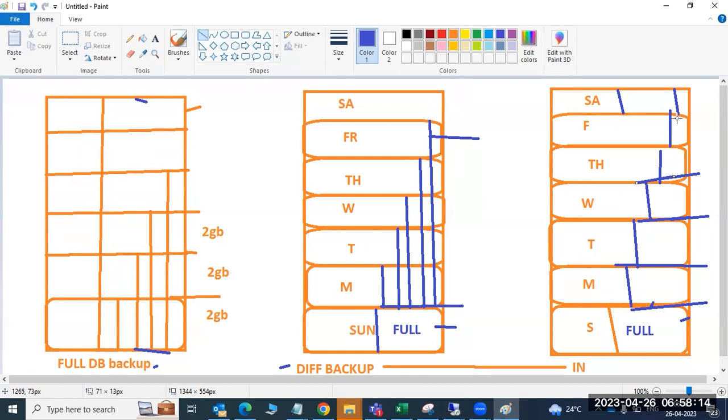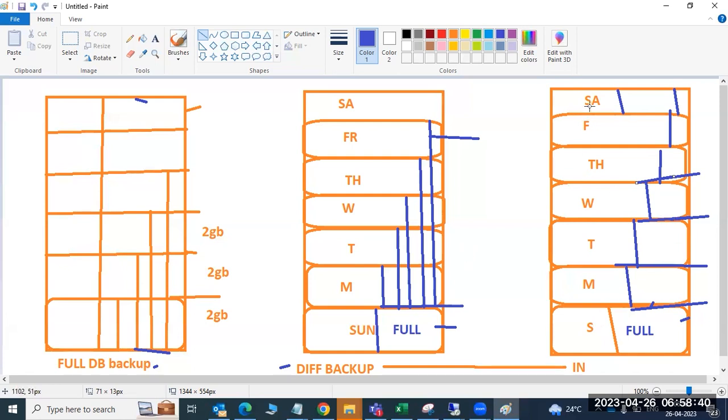This is very simple, and the files are very small in size. Why? Because only the new data will be backed up. Thursday, it will check the previous backup, Wednesday completed, then it will look at the last 24 hours of data, and only that data is backed up. But when you are restoring, you have to restore all the files.